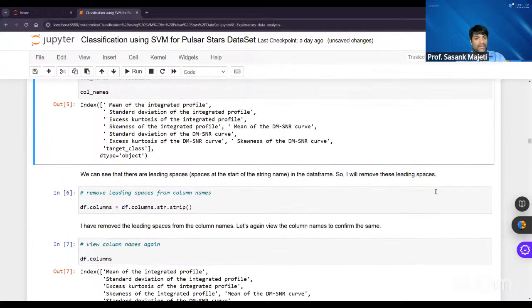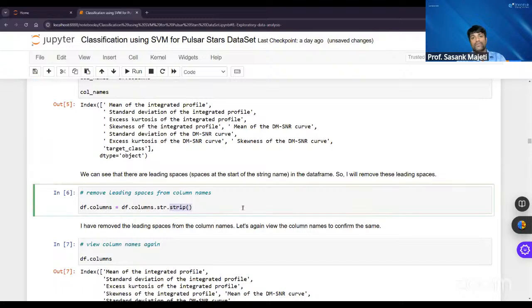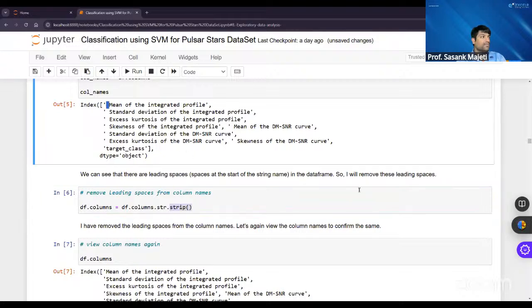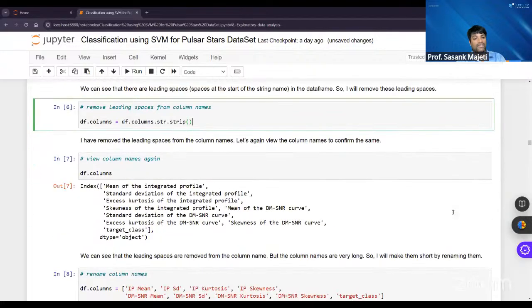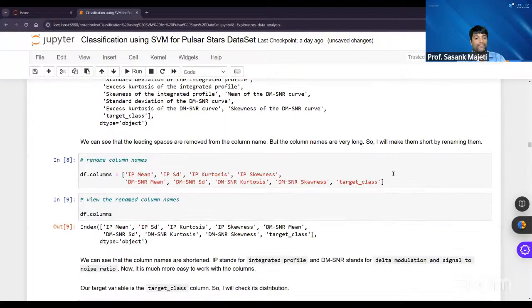Now let me go to the next part. Here I'm using this strip function, which is basically used to remove the spaces. Here you can see between the mean and the quote, there is a space, right? These spaces can be removed by using the strip function. And after removing that, when you print the column names, you can see that there is no space. This is just a small change I have implemented.